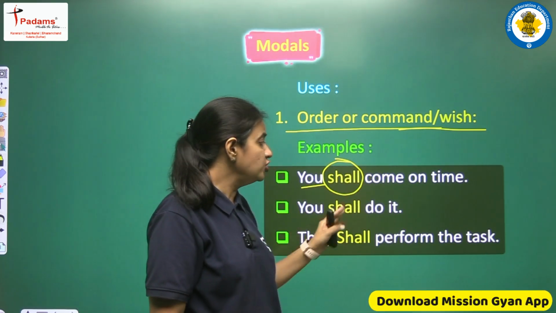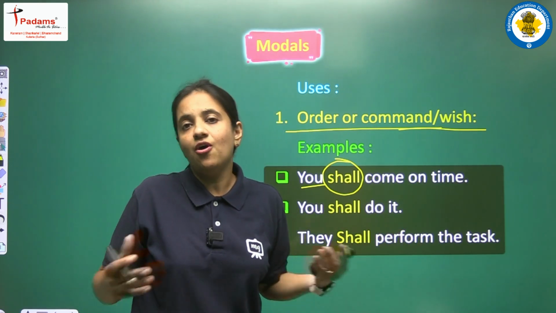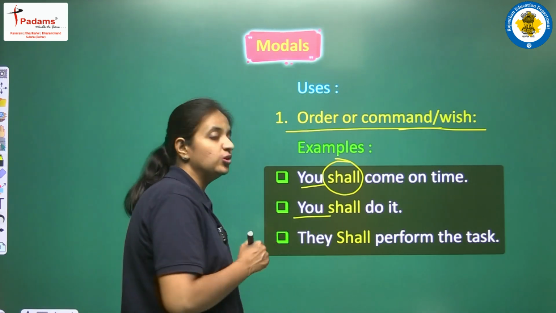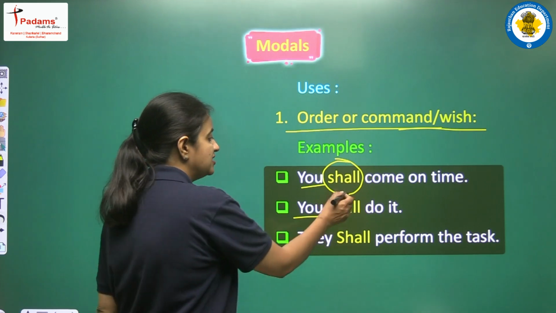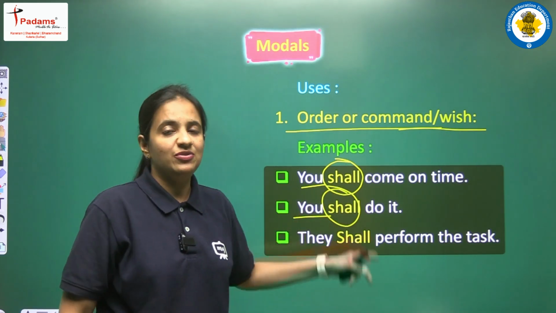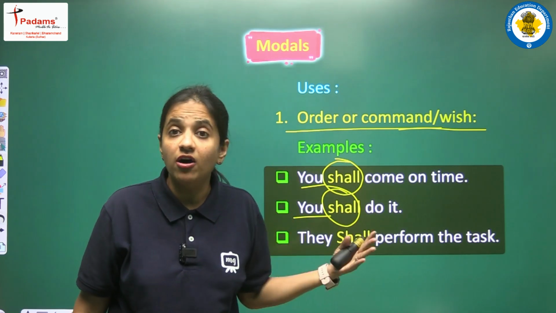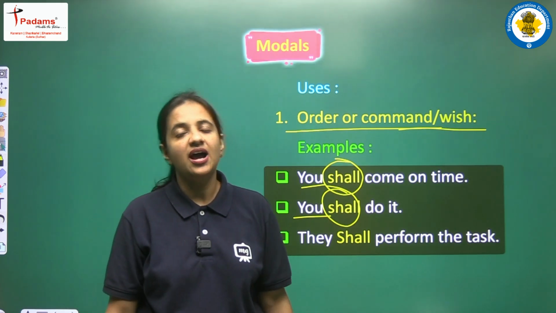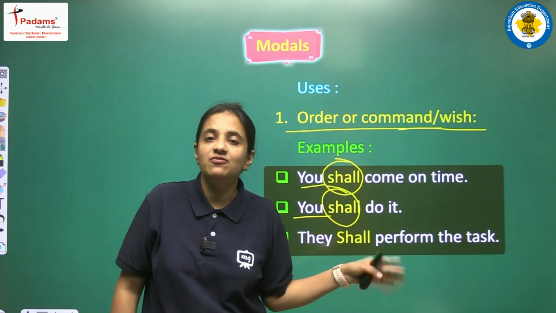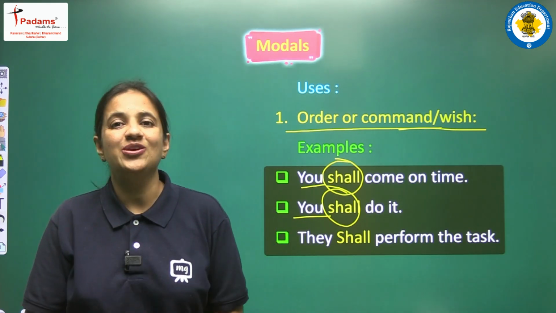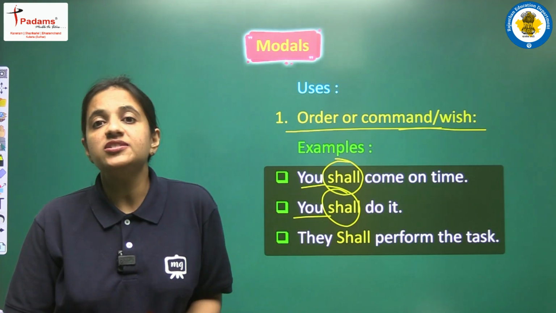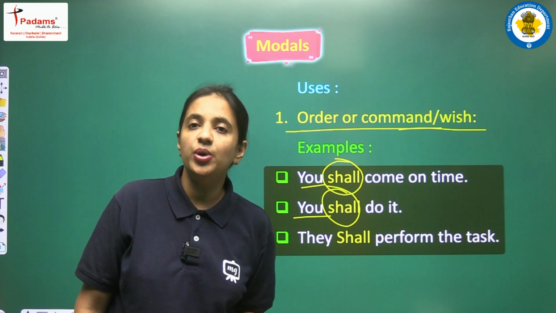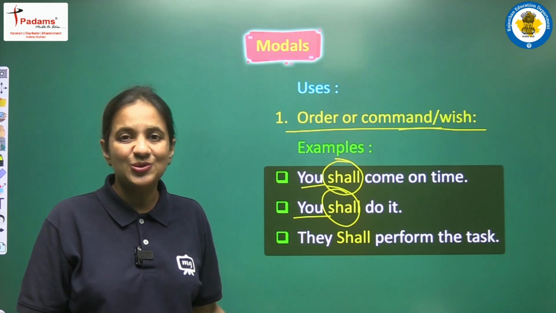Next we have: you shall do it. Again this is one of the orders. Again in this sentence we have the meaning of a command, and we have you, that is a second person pronoun, we know, and with second person pronoun we have shall, and with the help of shall we have this kind of order. One more example: they shall perform the task. Again we have shall, and we have one kind of order. So this is the first use of shall and will when they are used as a modal, that they are used to express order, command, or we can say wish. Okay, and yes, we have discussed the examples over here.